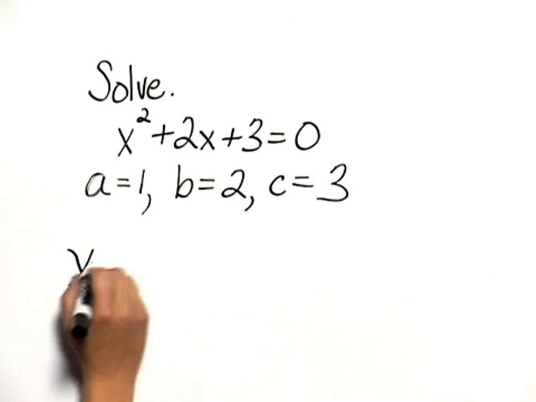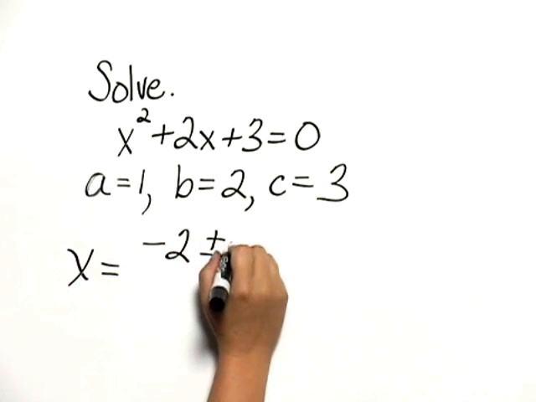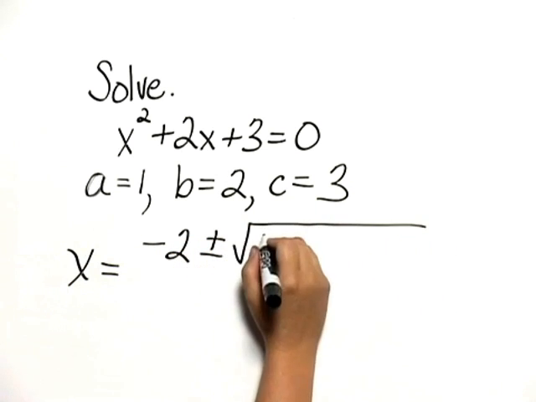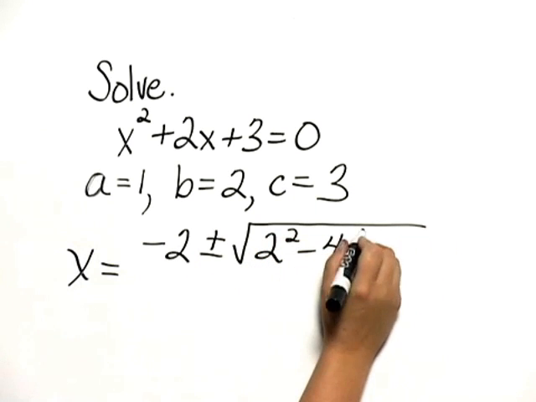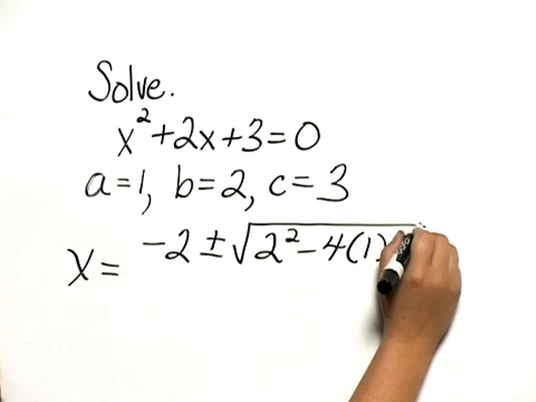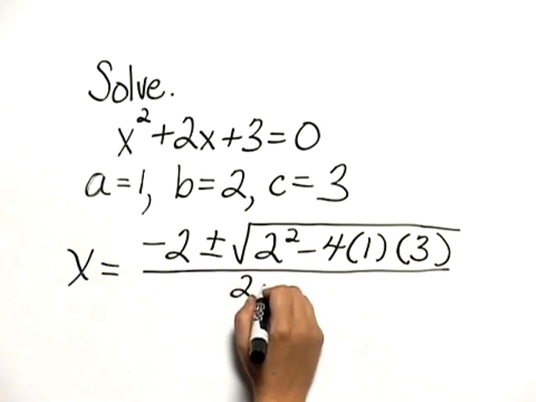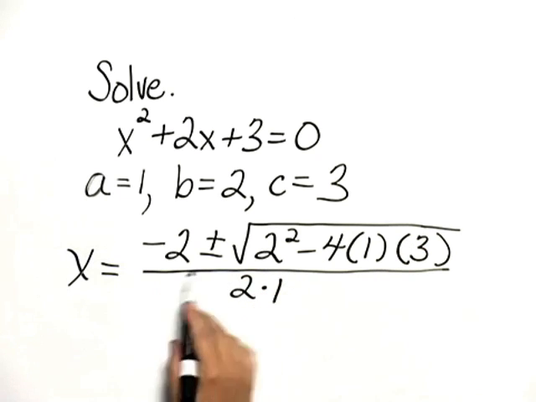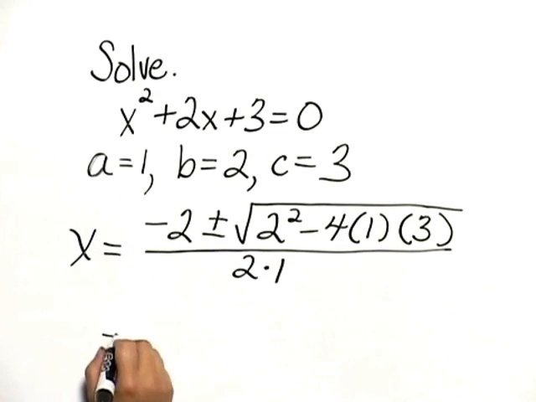So then x would be the opposite of b, which is negative 2, plus or minus the square root of b squared, which is 2 squared, minus 4 times a, which is 1, times c, which is 3. All of that is over 2a, or 2 times 1. You can say it out loud like this, or write it out and then substitute into the formula.